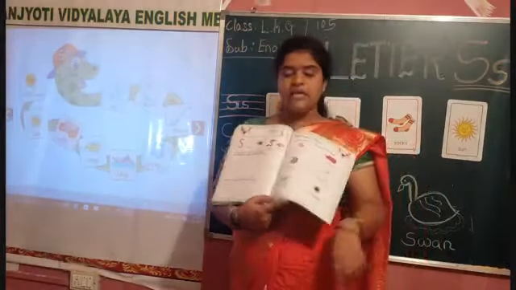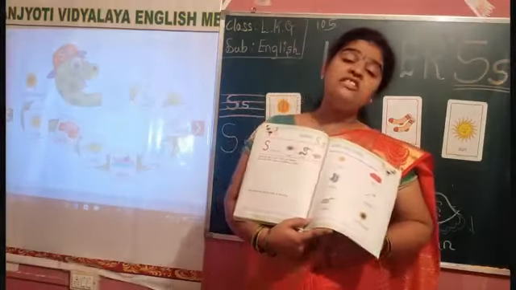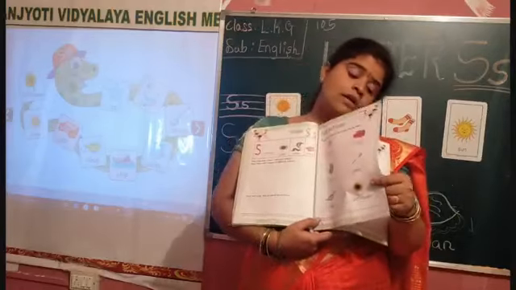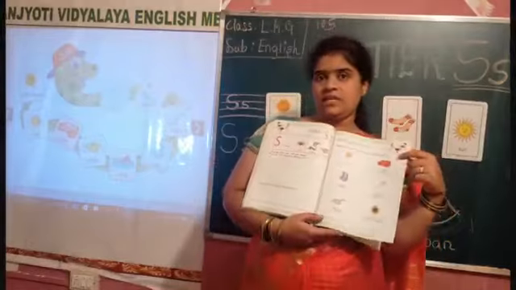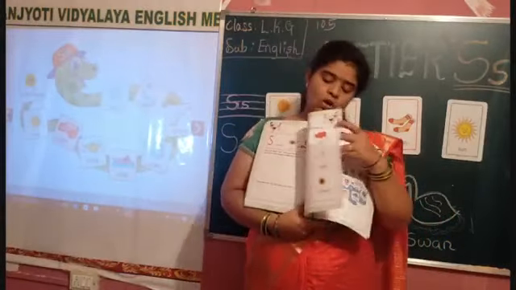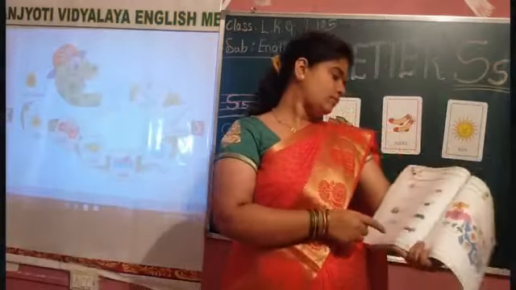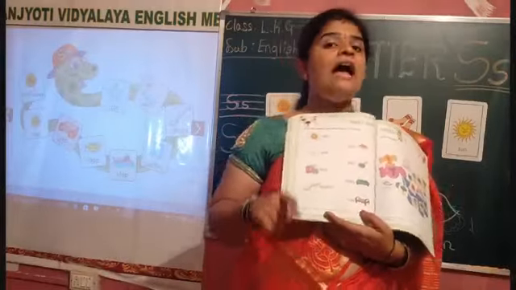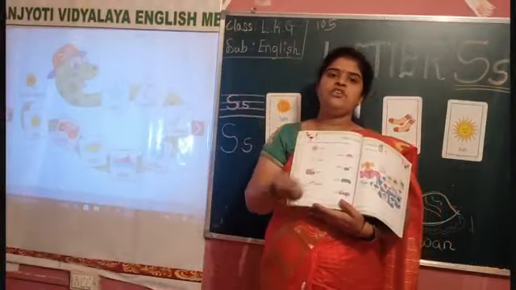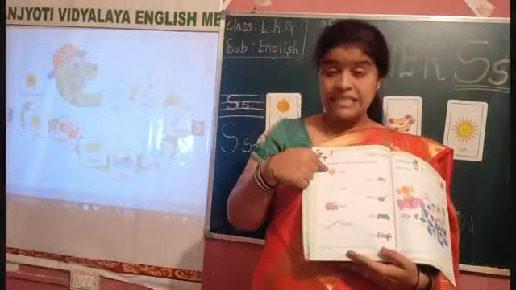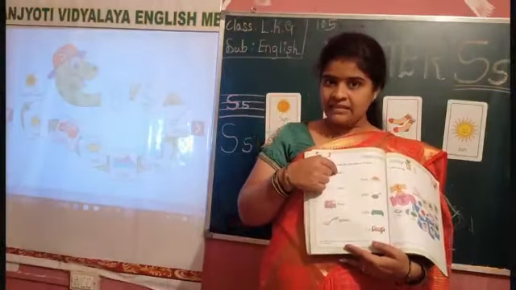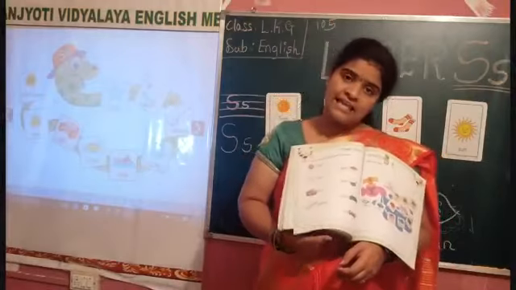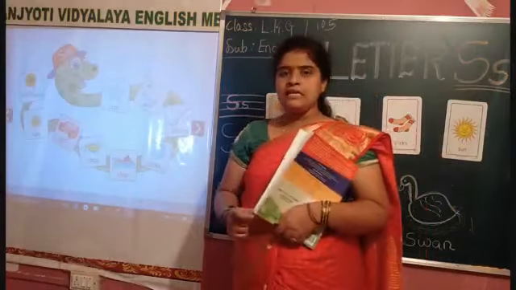On the next page, page number 107, some pictures are given. What do you have to do? We have to write the first letter of each. Next, turn the page. Here they are given some pictures. The pictures which begin with the letter S, you have to circle. For example, sun begins with S, so here we have to circle. Search for pictures which begin with the letter S and circle them.